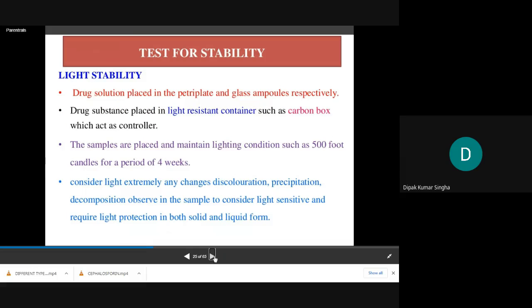Drug solution tests for the stability: the drug solution is placed into PET and glass ampoules respectively, and the drug is also placed in a light resistant container. There are so many different types of glass, amber colored, for light photosensitive drugs, and the carboxy wrap is used for the control. The samples are placed and maintained in lighting conditions such as 500 foot candles for a period of 2 weeks. So these are some different stability testing methods by light stability, because light sometimes degrades the products also.